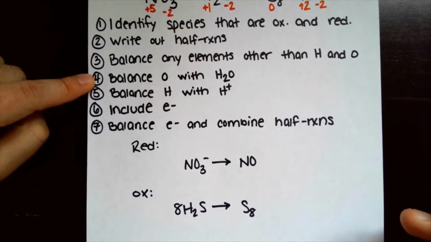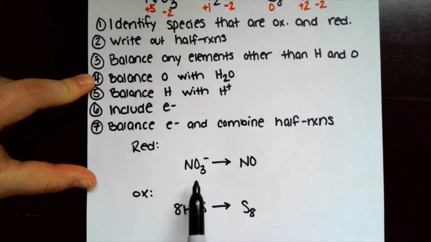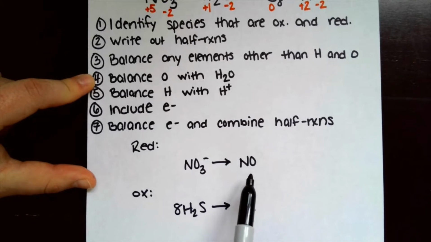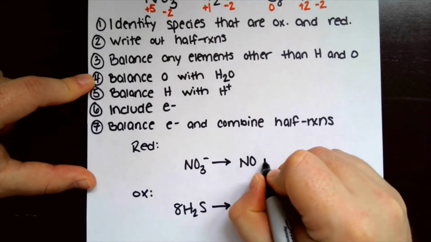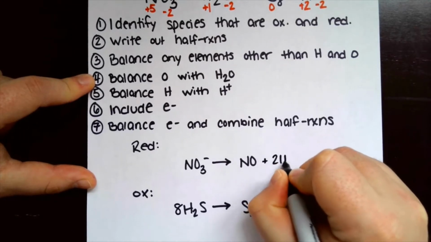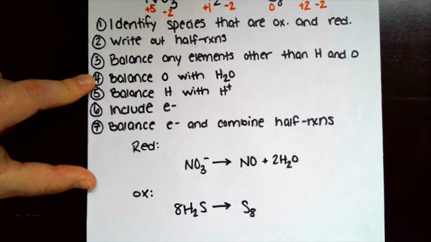Let's move on to step 4, balancing oxygen using the waters. So for the reduction half reaction, we have 3 oxygen atoms on the reactant side and only 1 on the product side, which means we need 2 more on the product side. So we're going to have to put 2 water molecules, since each molecule of water has 1 oxygen atom.